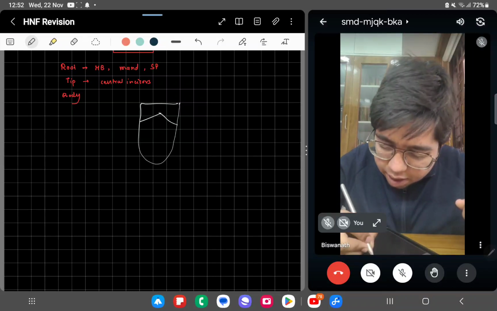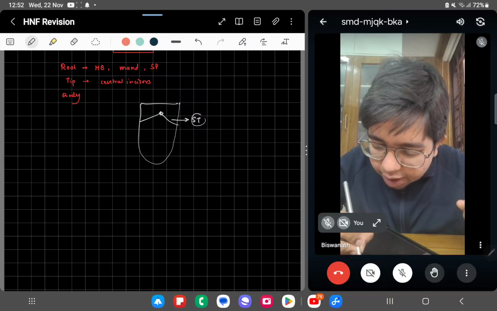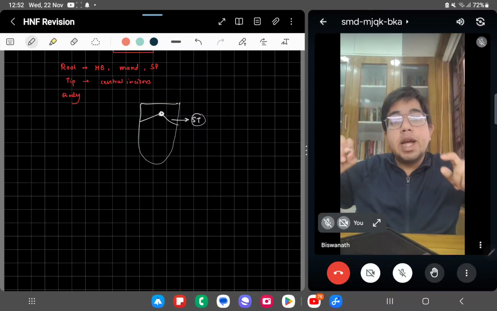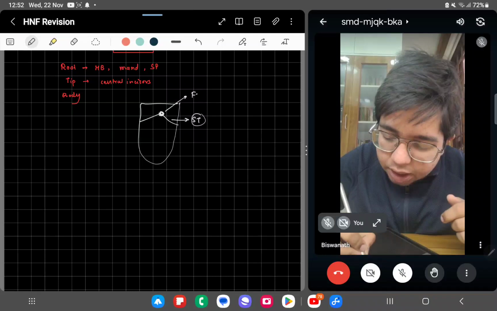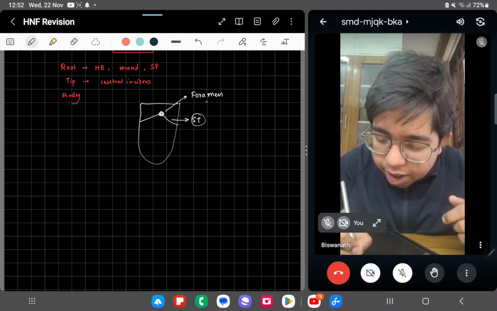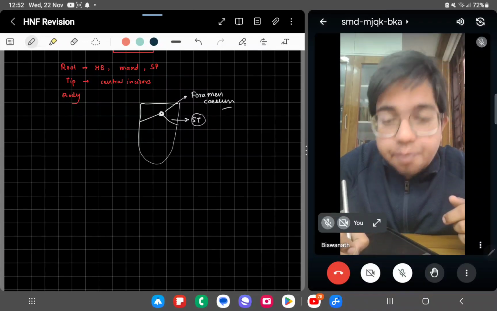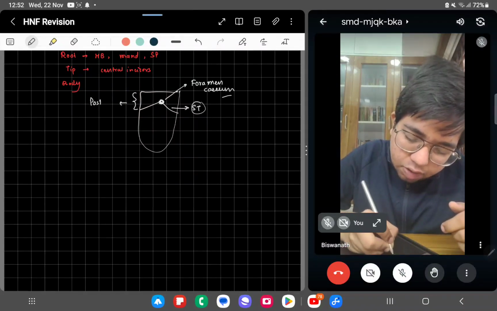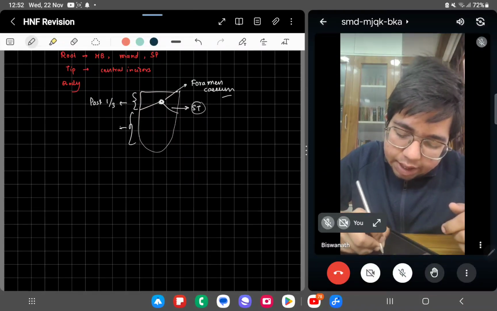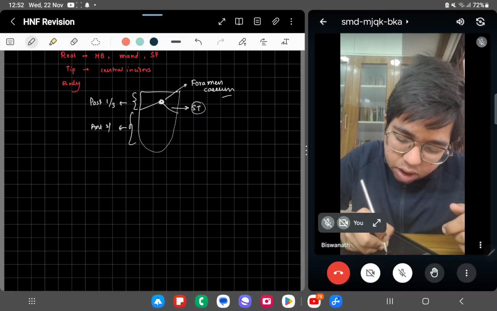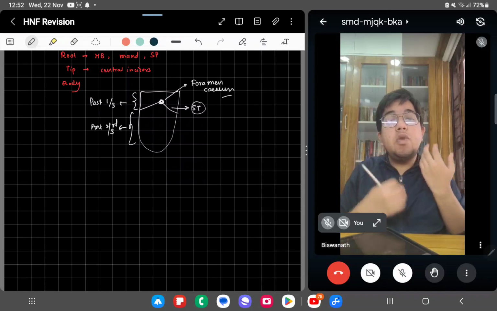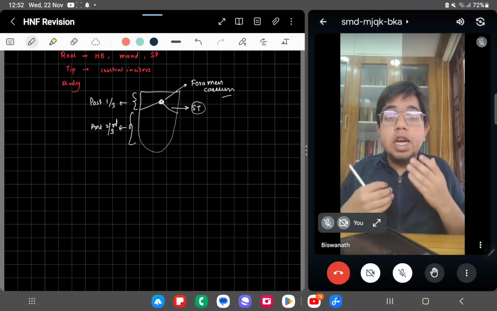If it is the tongue, we have our sulcus terminalis. This is our sulcus terminalis, and here the meeting point of the two sulcus terminalis on both sides is called the foramen cecum. So this is the posterior one third of the tongue, and this is the anterior two third of the tongue. In the posterior part, we have the presence of lingual tonsils.